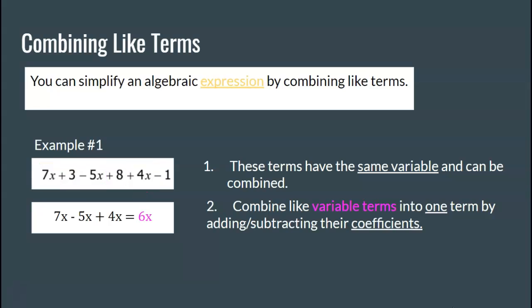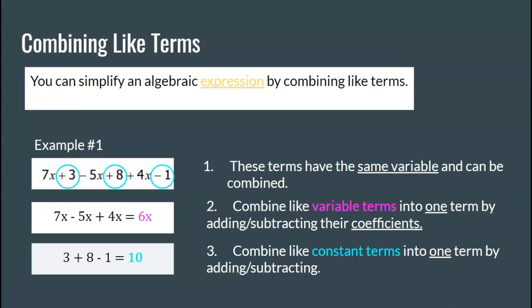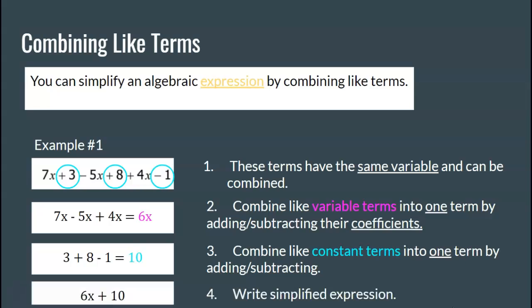Then we have to look at the constant pieces of that expression. Circled in blue are the constant terms, 3, 8, and minus 1. If we combine those, we would get 10. So 10 is the simplified constant term we're looking for. And then the very last step is to put those two pieces together, 6x plus 10, to write the simplified expression.